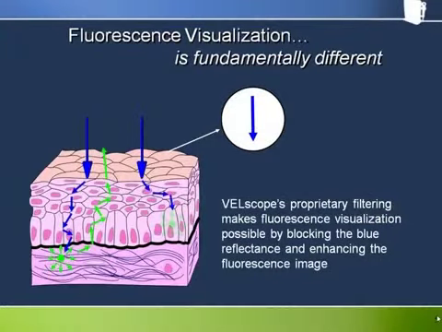The natural fluorescence from the tissue is relatively weak, much less bright than the blue reflected light. The VELscope handpiece allows us to see the natural fluorescence by blocking the much brighter blue light reflected back from the tissue. Also, proprietary filtering of the fluorescence light is performed to optimize the contrast between normal and abnormal tissue.